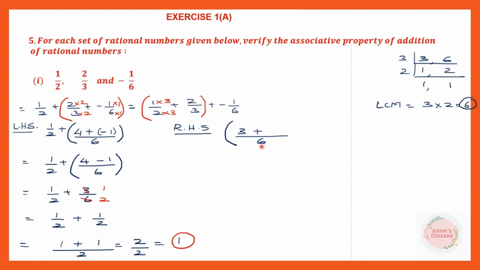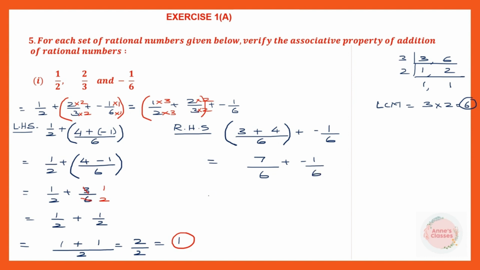3 into what is 6? 3 2s are 6. So multiply this by 2, multiply this also by 2. 2 2s are 4. Then we write the rest as it is, that is plus minus 1 by 6. So this will continue. 3 plus 4 is 7. 7 by 6 plus minus 1 by 6.